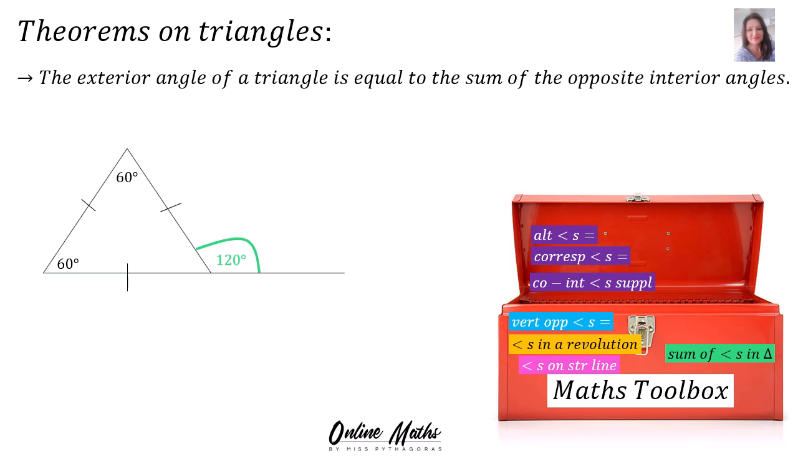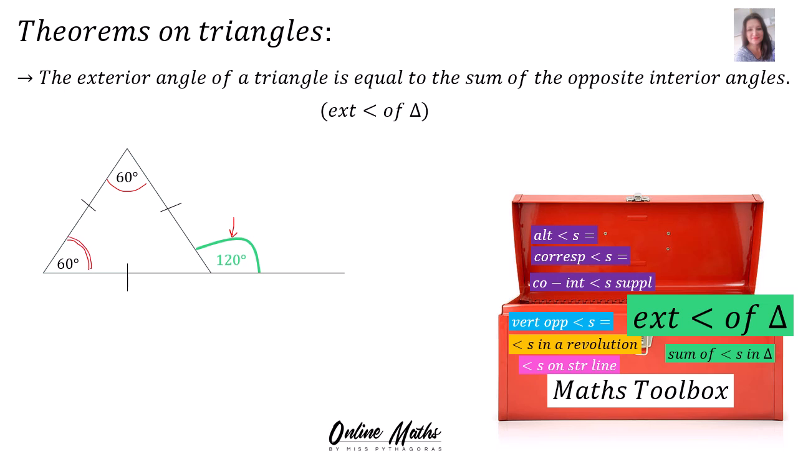Now the next theorem says that the exterior angle of a triangle is equal to the sum of the opposite interior angles, and the abbreviation is exterior angle of a triangle. So there's another reason or rule for your toolbox. Now let's see what's going on here. Have a look at the sketch. Can you see we find the exterior angle is equal to the sum, the plus, of the opposite interior angles. And you can see that 60 plus 60 is indeed 120.